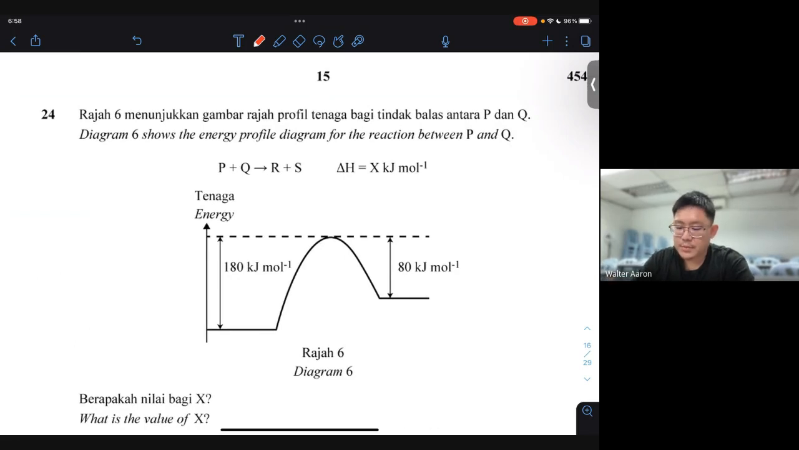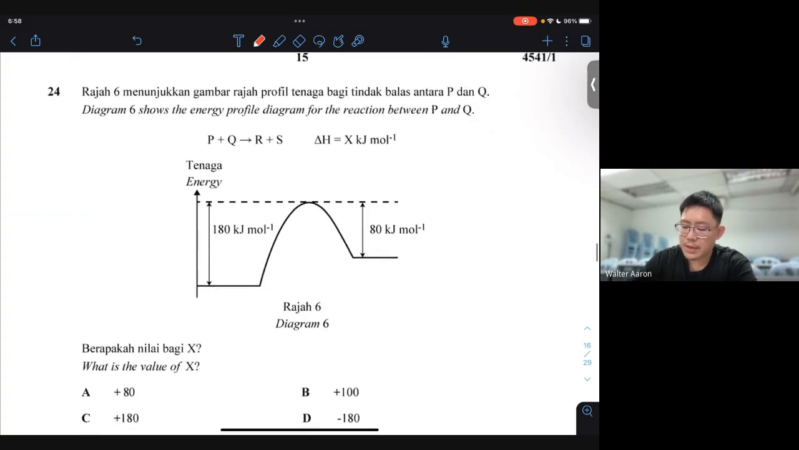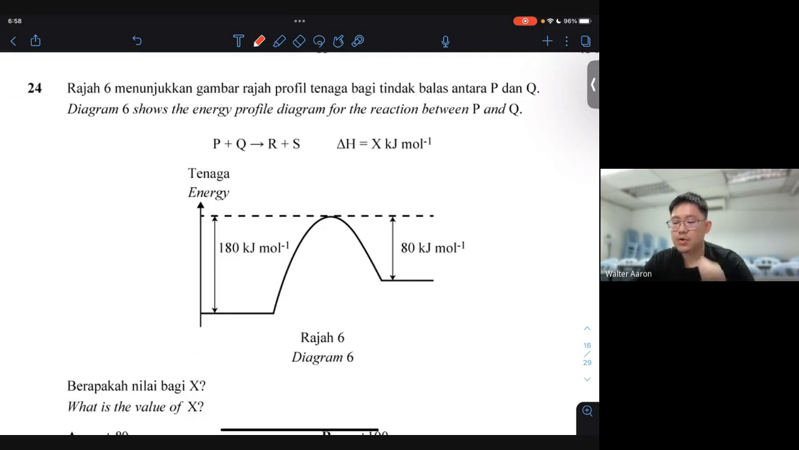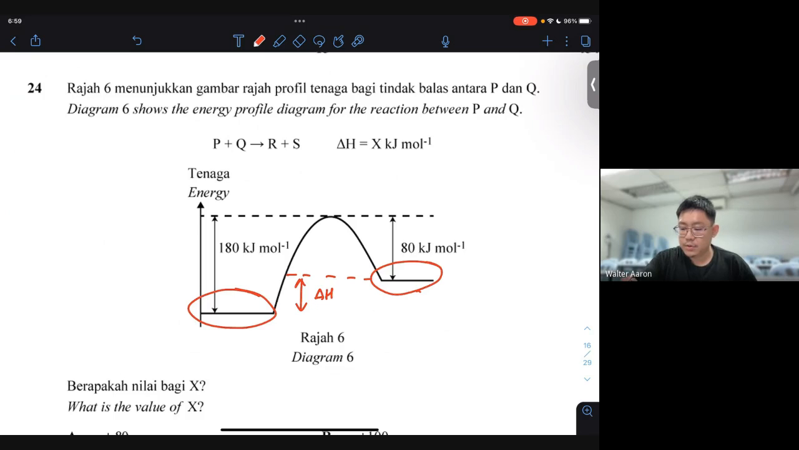24. Diagram 6 shows the energy profile diagram for the reaction between P and Q. P plus Q gives R plus S, and the delta H value is X kilojoules per mole. They're asking you to calculate the value of X. The value of X is very simple. If you see the energy profile diagram, just draw a straight line across here, and technically this will be your delta H. Remember, this is an endothermic reaction. How do I know? Because you can see here, the product has more energy than the reactants. The product is here, the reactant is here.